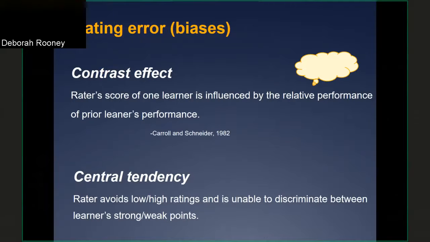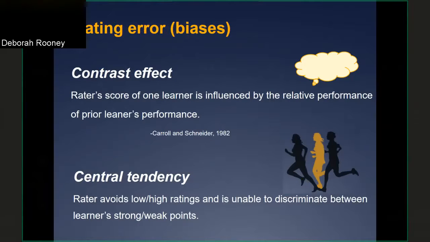Central tendency, which is different than contrast effect. In many ways, the rater avoids the extreme ratings, generally from their own insecurities as a new rater. Perhaps they don't want to be different from other raters, so the natural tendency is to rate in the middle of the pack, and therefore they do not see the specific nuances of the good or the poor performances relative to that particular trainee.